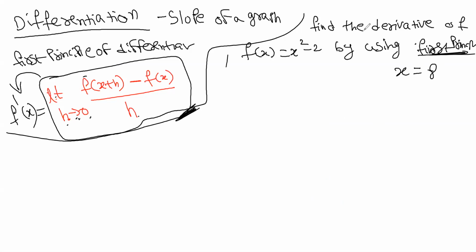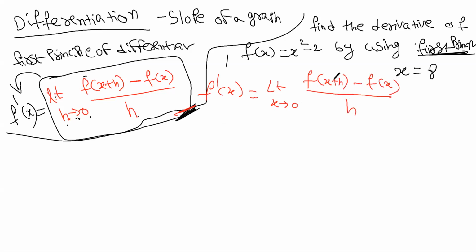Now it's the same thing, just use this formula. First you have to find the derivative, then you have to substitute. First write the formula. Derivative f dash of x equals limit h tends to 0 of f of x plus h minus f of x, divided by h. Here it is not x tending to 0, it is h tending to 0.